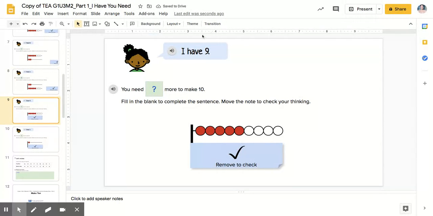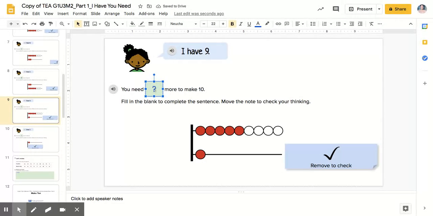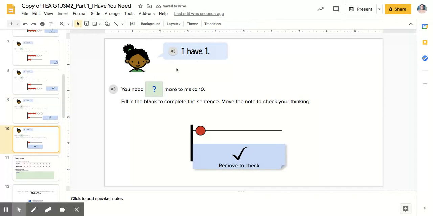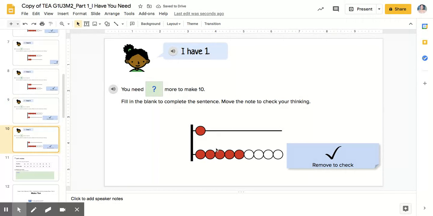A couple more. I have 9. How many more do you need to make 10? That one's easy. Just 1 more. And last one, if you only have 1, how many do you need to make 10? It's just the opposite of the last one here, so you need 9.